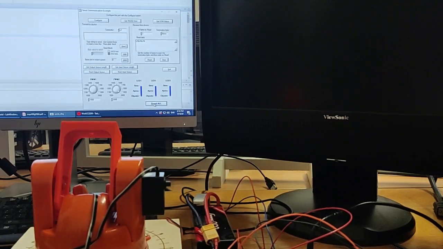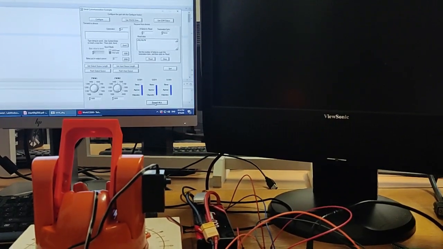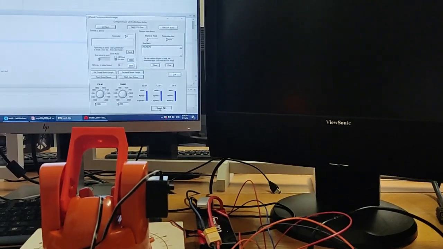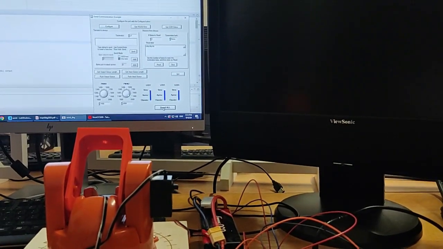Now, you see the reverse movement when the command was 1 millisecond, the previous one was 2 milliseconds. The problem is the same.